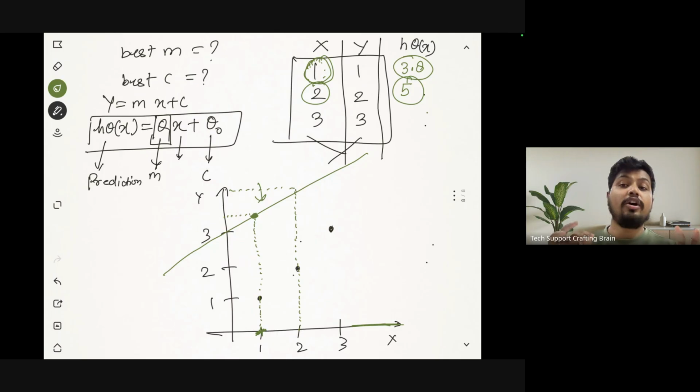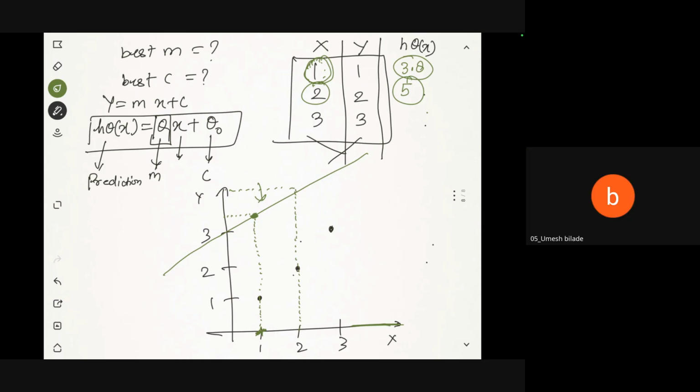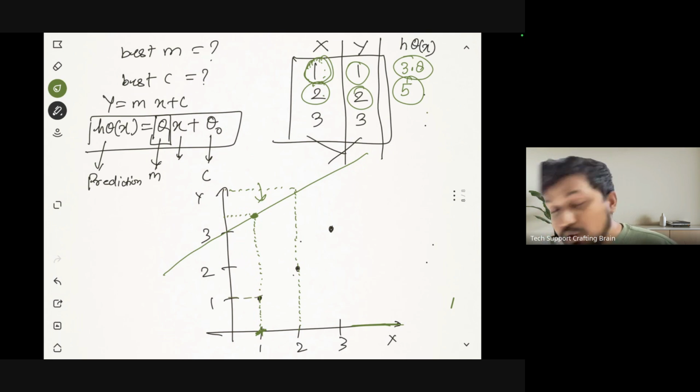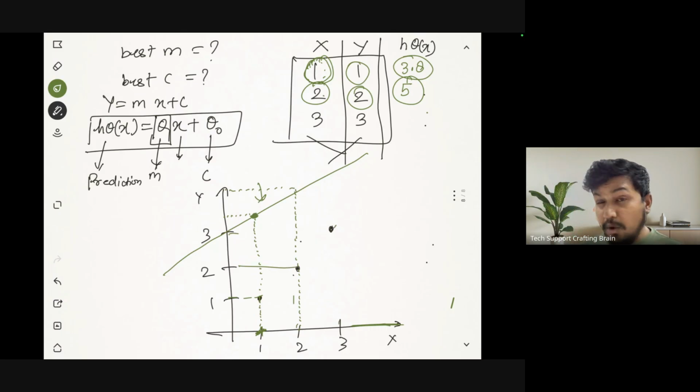Is it a correct prediction or incorrect prediction? You guys tell. Incorrect. Why? Because for x is equal to 1, our actual value is 1 only. For x is equal to 2, our actual value is 2 only. For x1, the actual value is 1. For x2, the actual value is 2. For x3, the actual value is 3. But what we are doing, guys, for x1, we are predicting 3.8. For x2, we are predicting 5. That is an incorrect prediction right now. That is a totally incorrect prediction.